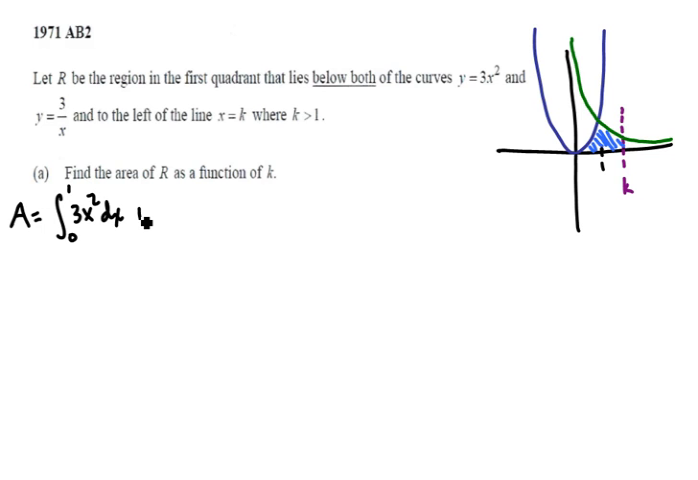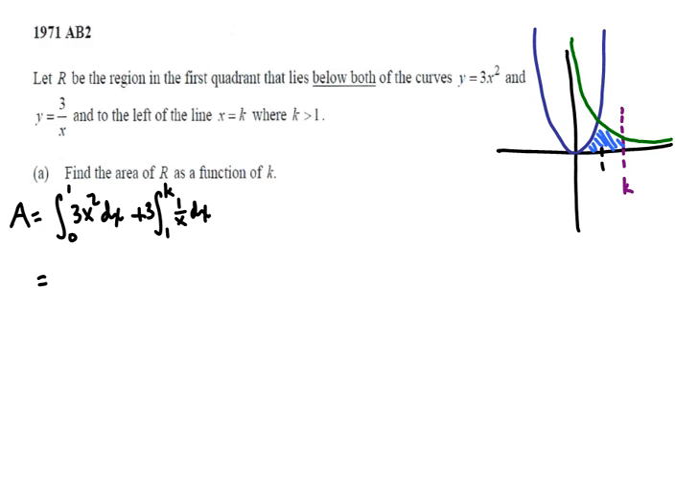And then we're going to add on to that the area under the second curve. And the limits of integration there are x equals 1 to x equals k, and the function there is 3 over x. And since 3 is a constant, we can bring that out, and we get 3 times the integral from 1 to k of 1 over x dx.